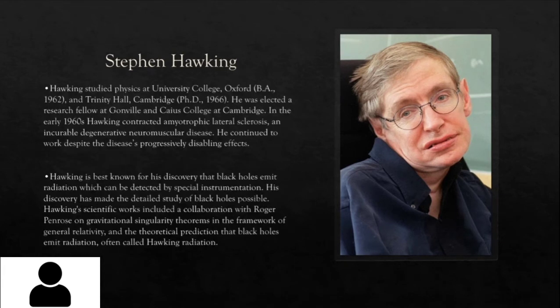Hawking studied physics at University College, Oxford in 1962 and Trinity Hall, Cambridge in 1966. He was elected a research fellow at Gonville and Caius College at Cambridge. In the early 1960s, Hawking contracted amyotrophic lateral sclerosis, an incurable degenerative neuromuscular disease. He continued to work despite the disease's progressively disabling effects.